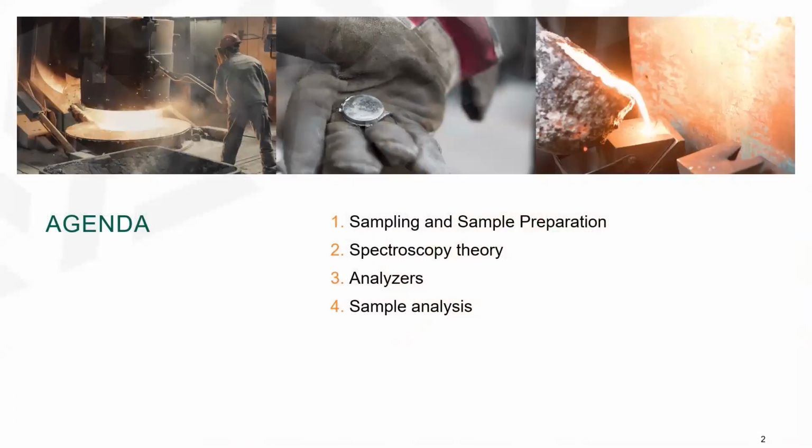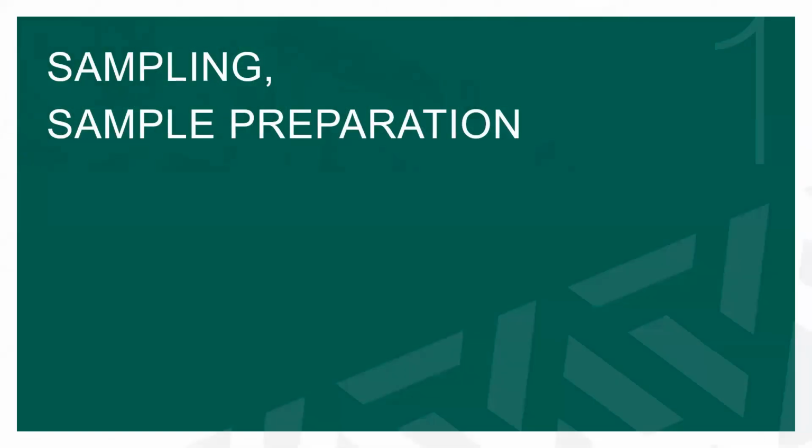So the main talking points we will cover today will be sampling and sample preparation, OES theory, analyzer solutions, mobile versus stationary, as well as sample analysis. As with all quality analysis materials, good sampling and sample preparation plays a key part to minimize error. However, most sources of error occur before the sample is even analyzed. We will go over the best practices to implement within a QA/QC environment to produce the most precise and accurate results.